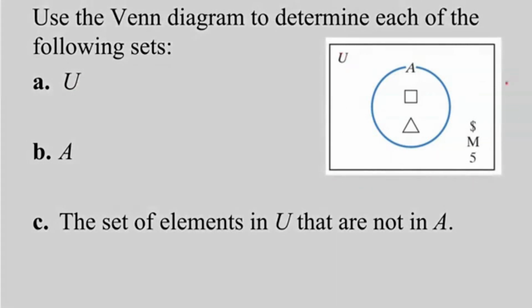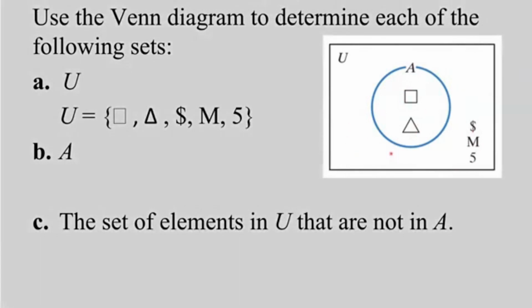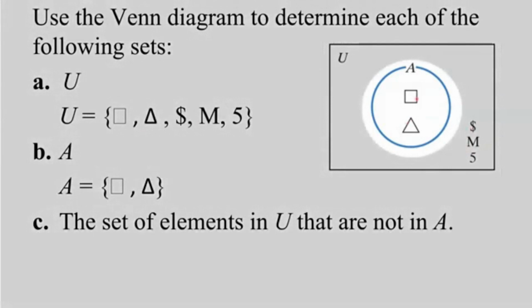Now, in the figure here, U is for the universal set, and then this is set A. Set A is the set containing the square and triangle. And then outside of set A are the elements $, M, and 5. So therefore, the universal set is the set of all elements in this set here: the square, the triangle, the $, M, and 5. That's the universal set. Set A contains this square here and the triangle.